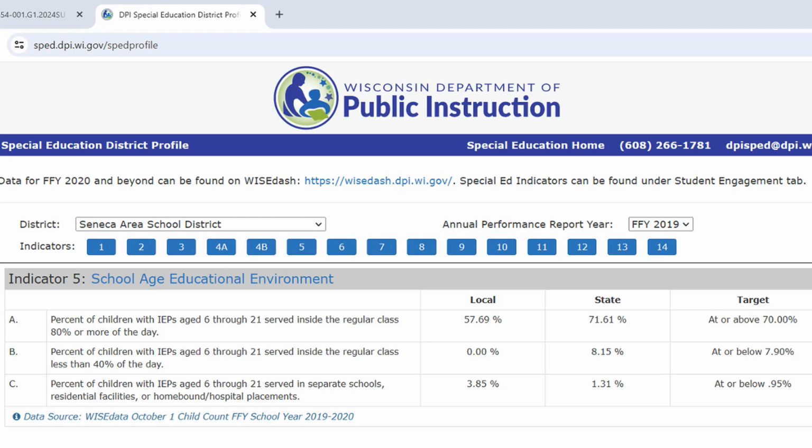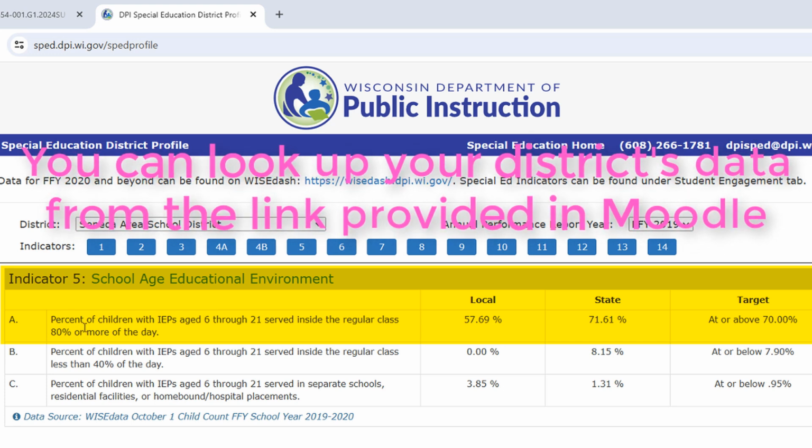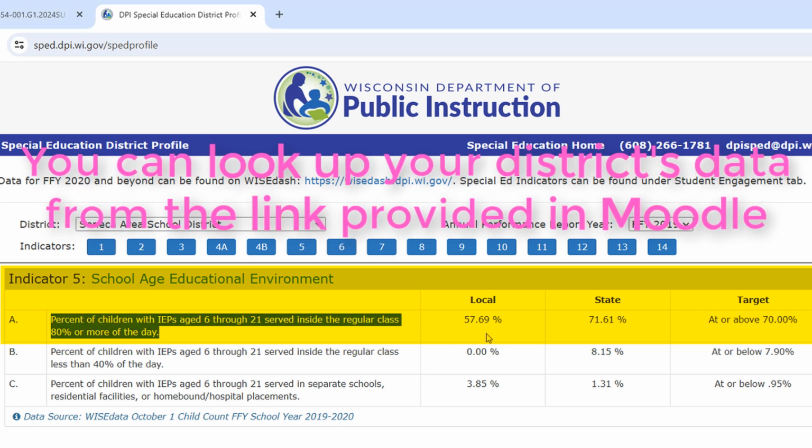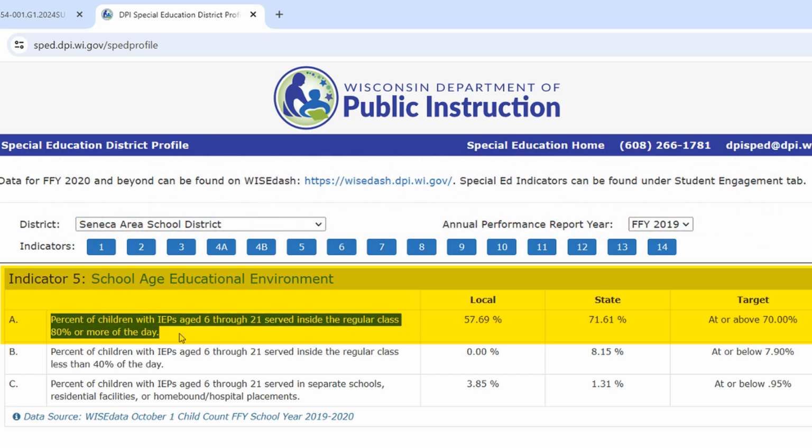For example, through WiseDash, I found the Seneca area school district, and looking here at indicator 5, school age educational environment A, percent of children with IEPs aged 6 through 21 served inside the regular class, 80% or more of the day, their local percentage is 57.69, the state 71.61. The target there at the state is 70%. So right here, having more inclusive services for students with disabilities might be a data-driven goal.